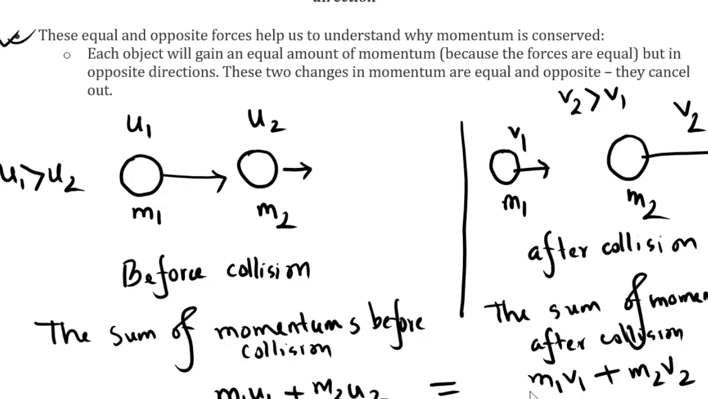So according to the law of conservation of momentum, the total momentum before collision, m1 u1 plus m2 u2, is equal to the total momentum after collision. That means the sum of momentum after collision, m1 v1 plus m2 v2.